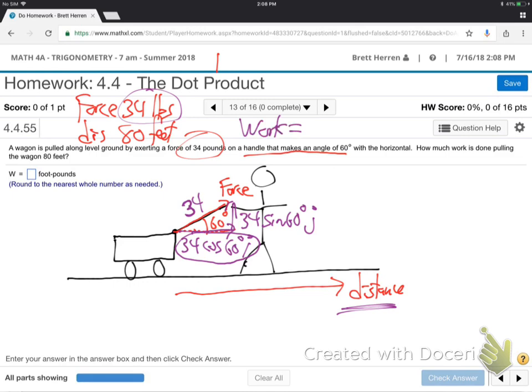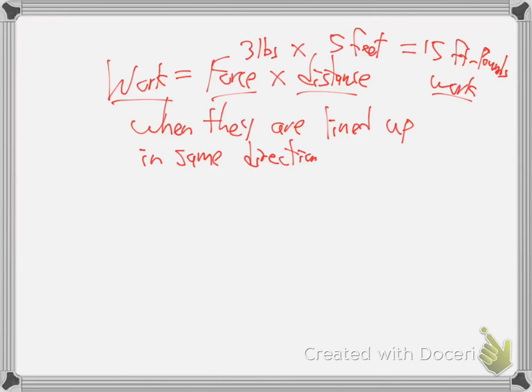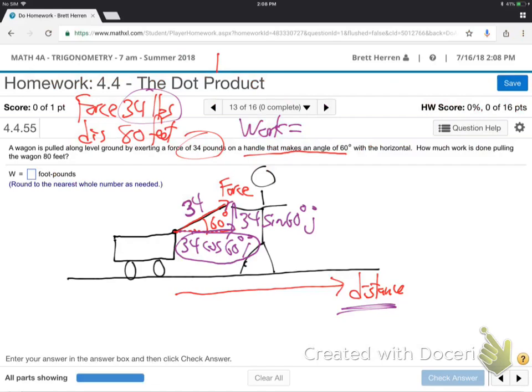Work. Remember I wrote it force times distance. What did I write? Force times distance. It's force times distance when they're lined up in the same direction. Well, what if they're not? Like here, we've got the wagon. Most of the time your force is not exactly in the same direction as your movement. So work is force dot product distance. And that's not just when they're lined up. That's always. Always.